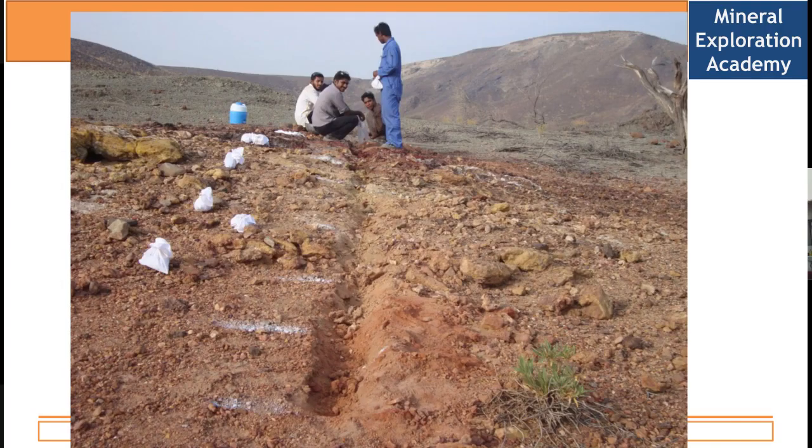This is a classic example of channel sampling. This photograph is from Oman in 2009-10. I worked in Oman in the ophiolite sequence, on volcanic-hosted massive sulfide deposits. The Oman ophiolite is very famous for that. In the alteration zone we did some channel sampling. You can see the channel, and the white marks are the lines. We marked the line and sampled at 1 meter intervals to know what geochemical anomaly is available in that area.